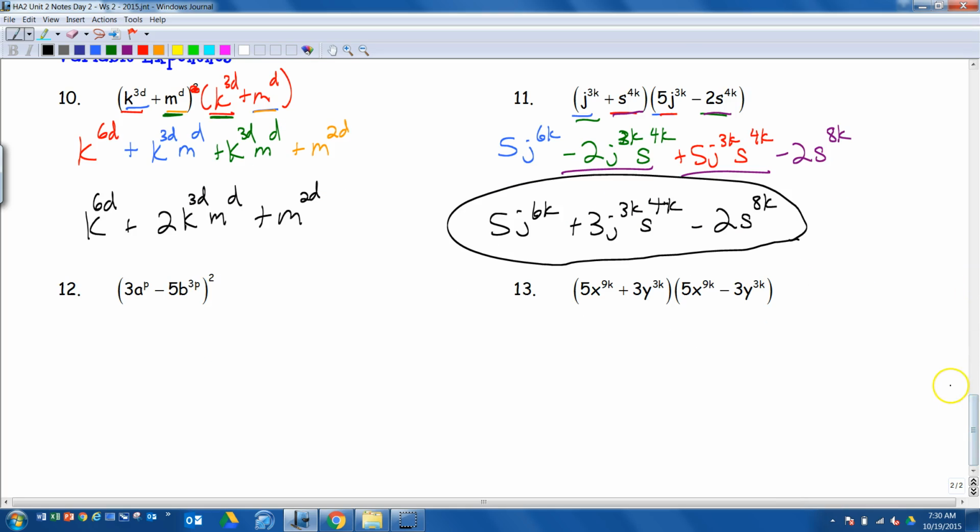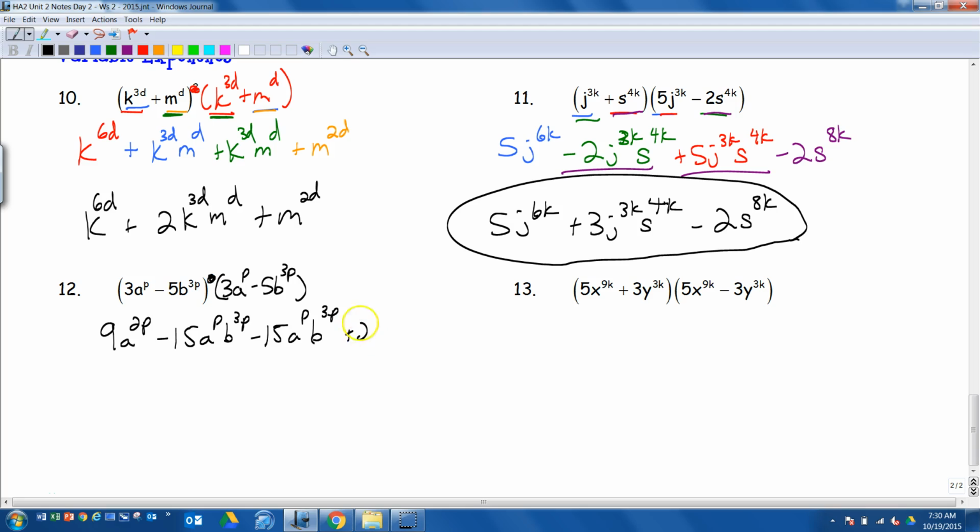Next, I'm going to FOIL this one out by itself. But I like to write it out so I know I'm foiling. So 3a to the p, you get 9a to the 2p. Then the inside is minus 15a to the p, b to the 3p. The outside is also a minus 15a to the p, b to the 3p.